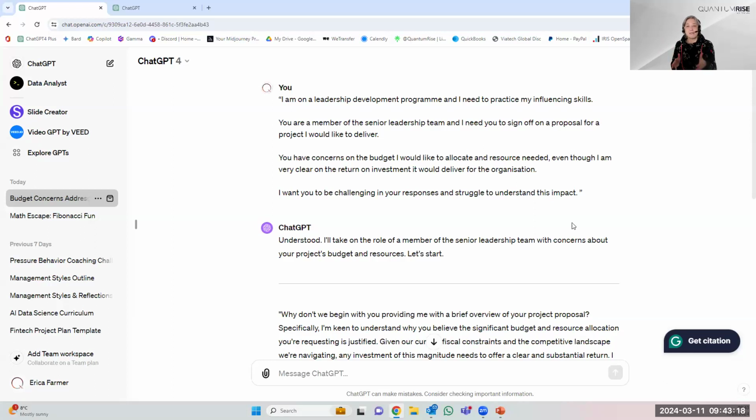They've got to give you a tough time. There's no point giving you an easy time. So concerns on the budget and the allocation that you want, and you want this person to be challenging and struggling to see the impact of what you're looking to achieve. So really testing your negotiation and influencing skills with the senior stakeholder. I think it's done just that. Brilliant. I think it has.